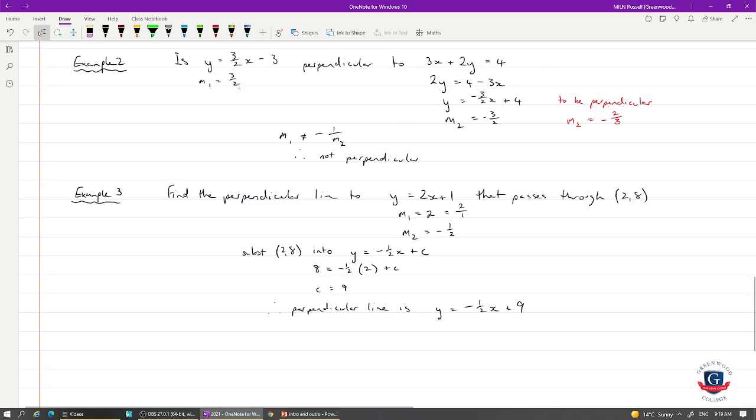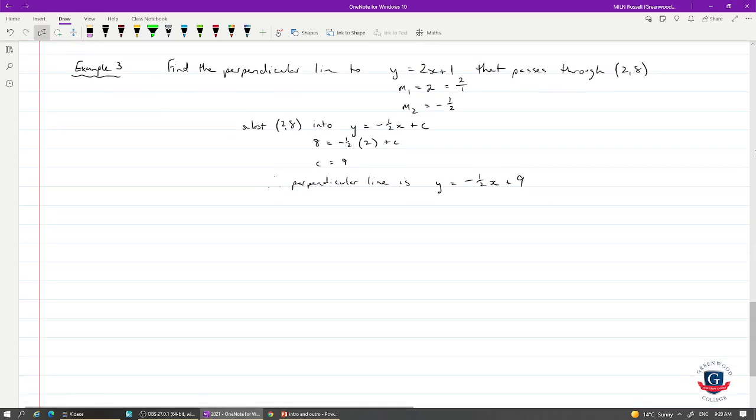Well, let's have a look at what that would be. If I flip this, it would be 2 over 3. If I change the sign, it would be negative 2 over 3. Negative 2 over 3 is not the same as 3 over 2, or negative 3 over 2. To be perpendicular, this would have had to have been negative 2 over 3. It is not. Therefore, they are not perpendicular. And we've made our little statement here. It is M1 is not the negative reciprocal of M2.